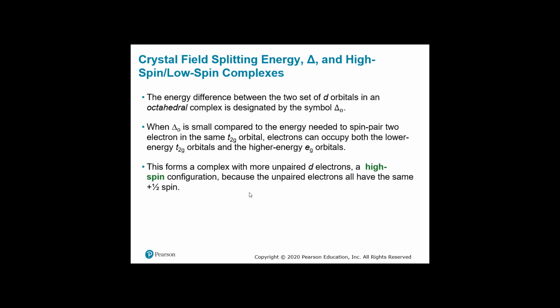This forms a complex with more unpaired d electrons, which has a high spin configuration, because all unpaired electrons have the same spin. So what does this mean? These are called high spin complexes, and there are low spin complexes. This has to do with paired electrons and unpaired electrons, and it has to do with the d orbitals as well as the ligands that are attached.